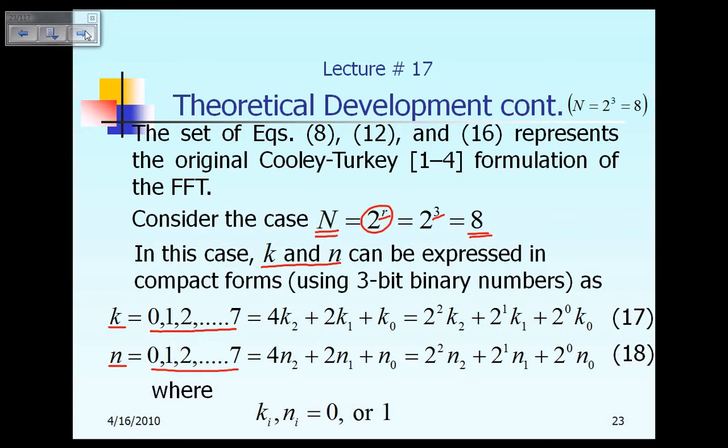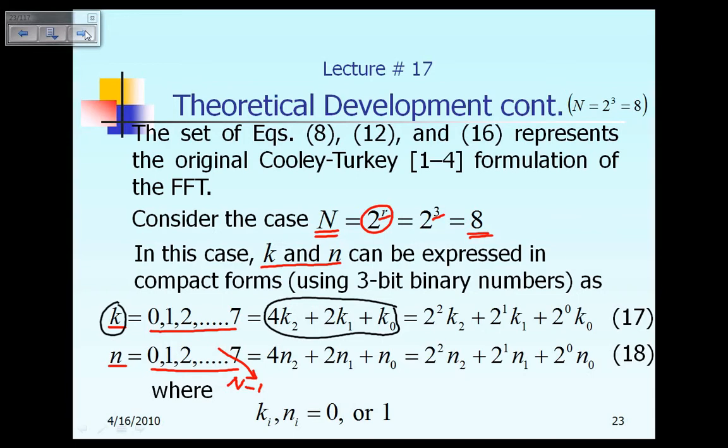And the reason we can say go up to the value of 7 is because the index can go up to the value of capital N minus 1. So therefore, if capital N is equal to 8, then the index small k and small n can go up to 7. Now, the value of the index k, we know it should be somewhere between 0, 1, up to 7. That can be expressed by the formula that I mentioned right here in equation 17, which is k equal to 4k2 plus 2k1 plus k0.